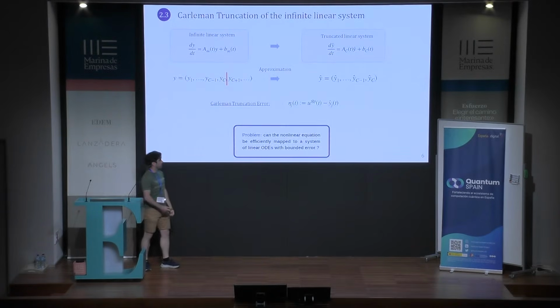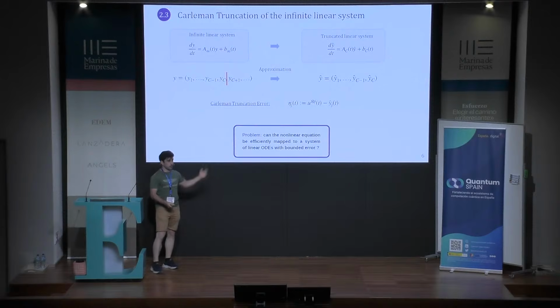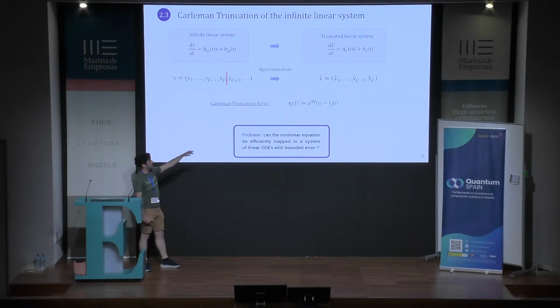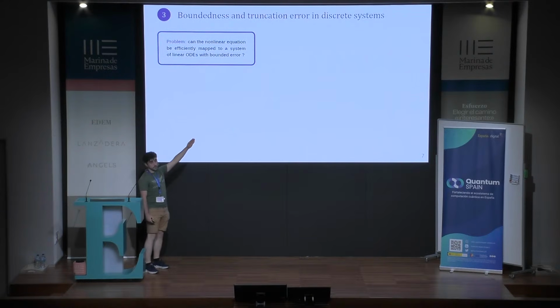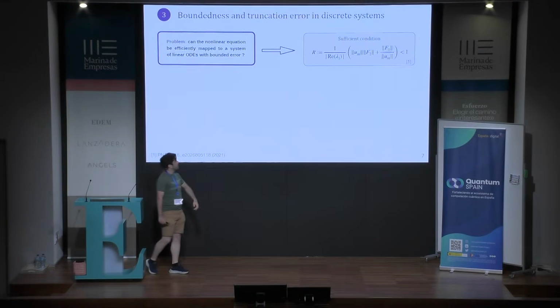So now I recover the question I mentioned in the beginning: can we map this nonlinear equation into this linear and truncated system with a bounded error? In the literature, what they typically do is consider discrete systems, and they give us a sufficient condition R, which measures the ratio between the nonlinearity and the linearity part.